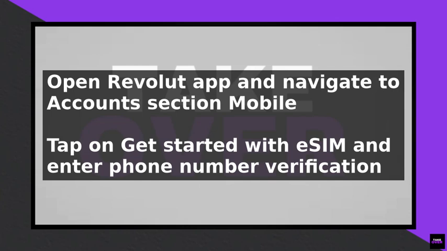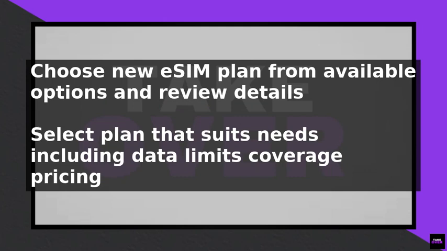If you receive a QR code, open your device settings and navigate to the eSIM section. Scan the QR code using your device camera to download and install the eSIM profile. If you receive an eSIM profile download link, tap on the link to download and install the profile.